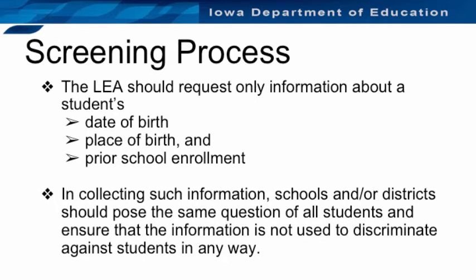So what does the screening process entail? The LEA should request only information about the following related to each student: their date of birth, their place of birth, and prior school enrollment. In collecting such information, schools and/or districts should pose the same question of all students and ensure that the information is not used to discriminate against students in any way.